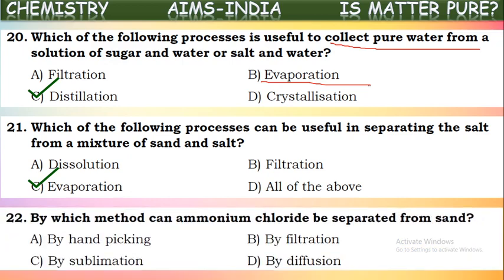Next, by which method can ammonium chloride be separated from sand? Ammonium chloride is one of the components which can be converted directly from the solid state into gas on heating, isn't it? It will be converted from solid to gas on heating. That's called sublimation. So ammonium chloride is one of the sublimable substances. This can be separated from sand by the process called sublimation.